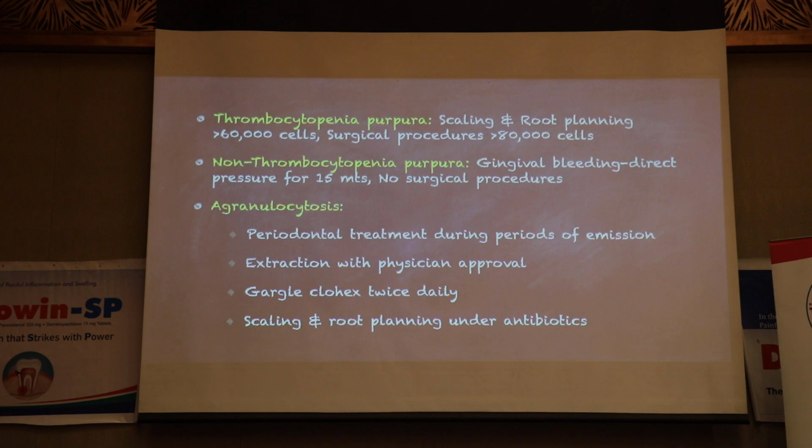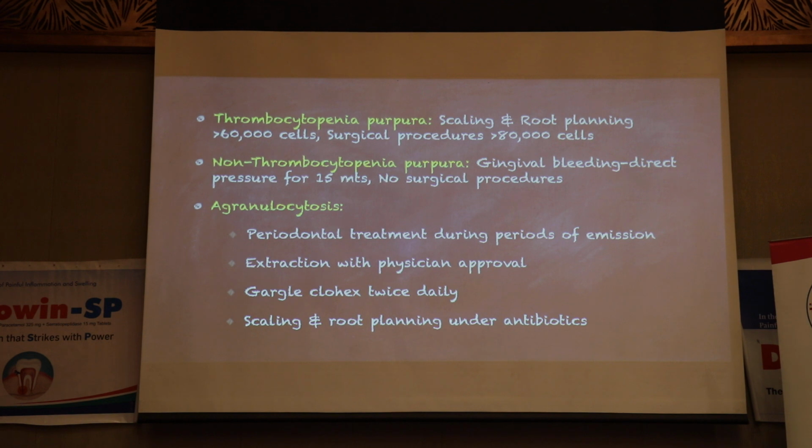Again, with thrombocytopenic purpura patients, scaling and root planing can be done if the platelet count is greater than 60,000 cells, and surgical procedures can be done only if they have greater than 80,000 cells per cubic millimeter. Again, in non-thrombocytopenic purpura, they will have very fragile blood vessels. They tend to break very easily. So please give pressure directly for 15 minutes, and in these patients it's not advisable to do any surgical procedures. Please don't attempt to do this.